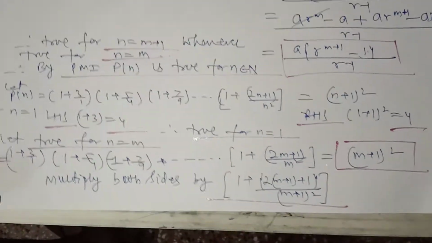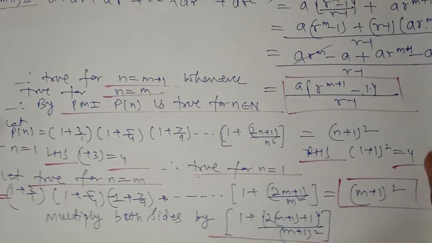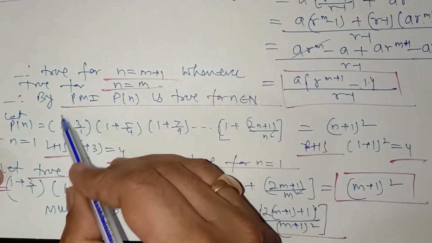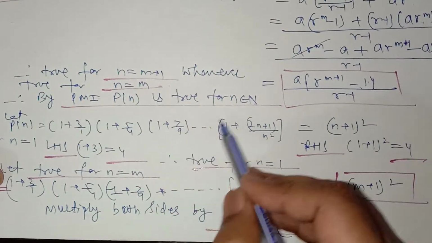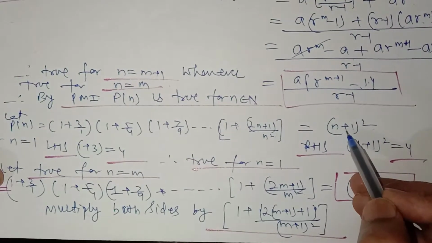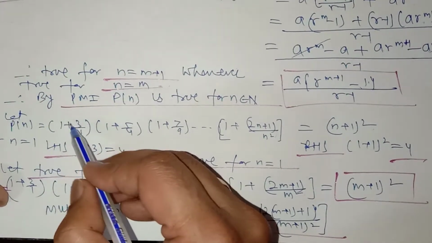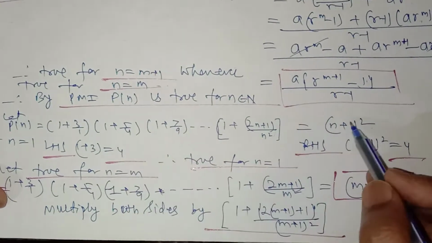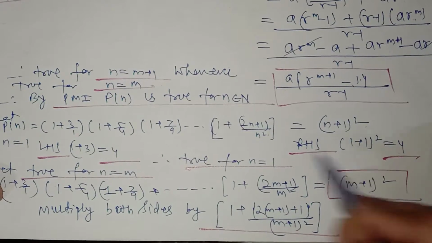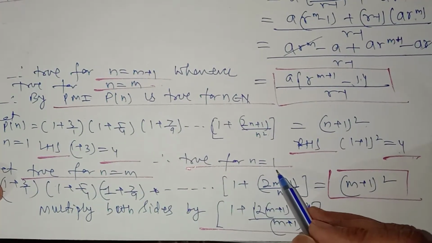In question number 13, see it very carefully. In place of plus, we have the multiplication of the terms. See it very carefully. Product of these terms is equal to n plus 1 whole square. This is the statement here. So let it equal to Pn. For n is equal to 1, the left hand side is 1 plus 3, that is 4. In right hand side, replace n by 1. So 1 plus 1 whole square, it will be equal to 4. So left hand side equal to 4, right hand side equal to 4. It means it is true for n is equal to 1.